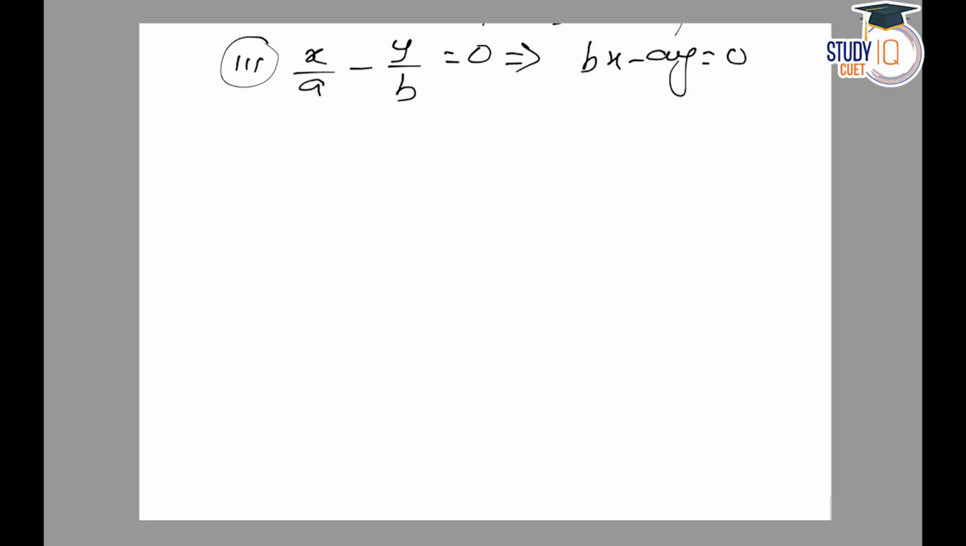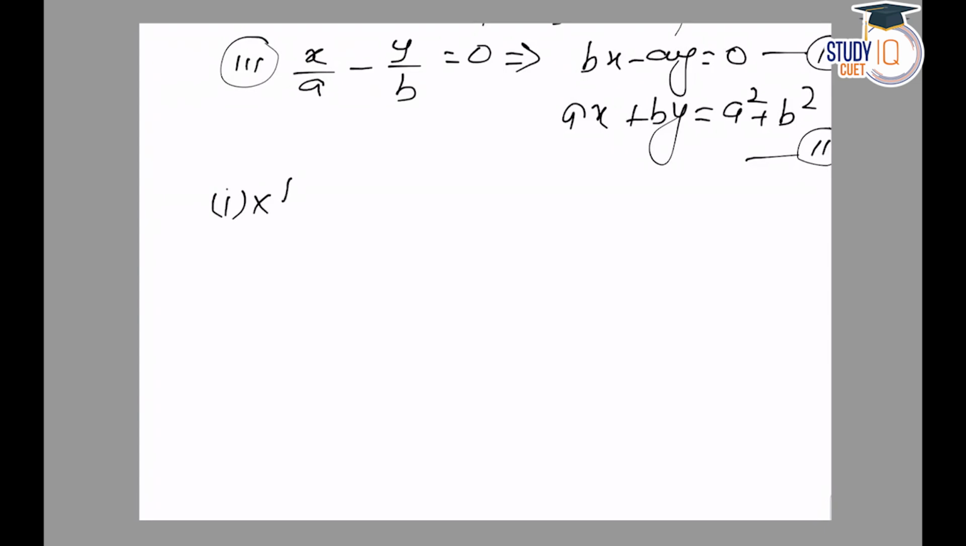Now see the third part. For the third part, first equation is x by a minus y by b equals 0. That is bx minus ay equals 0. That is equation 1. And second equation is ax plus by equals a square plus b square. That is equation 2. Now use the elimination method.